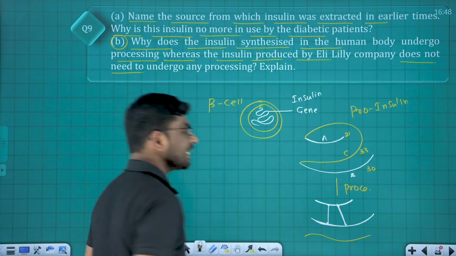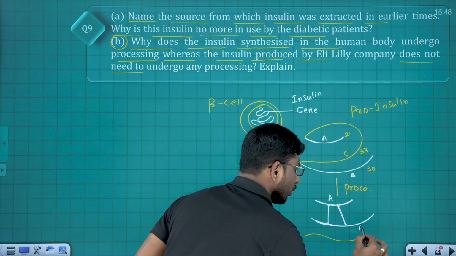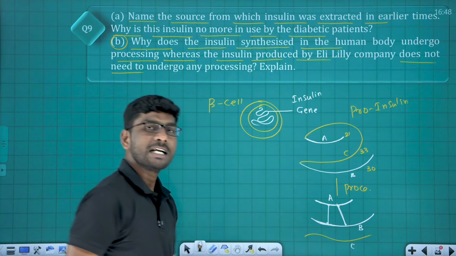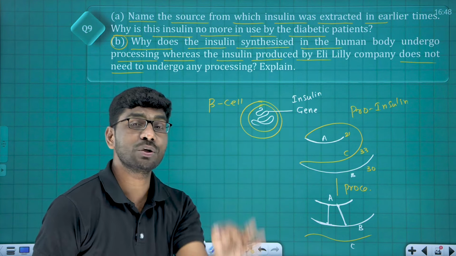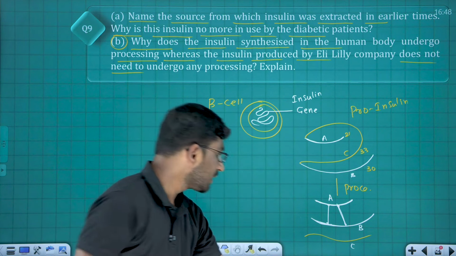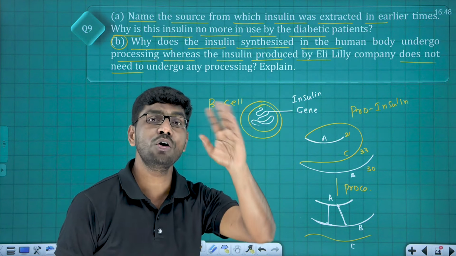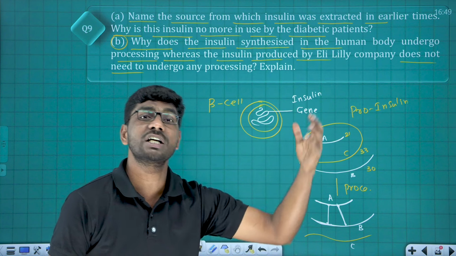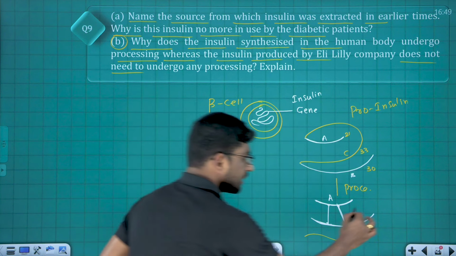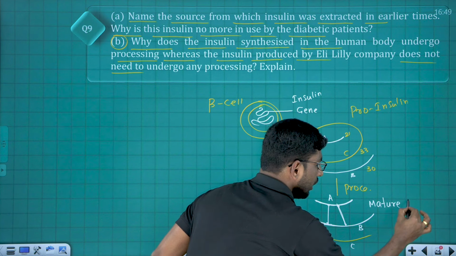What, tell me? Disulfide bond formation. This is the A polypeptide and this is the B polypeptide. This is the C polypeptide. Tell me, when it undergoes the maturation process, which polypeptide chain will be removed? C polypeptide chain will be removed. That means there is no role of this C polypeptide chain in mature insulin. This is mature insulin.